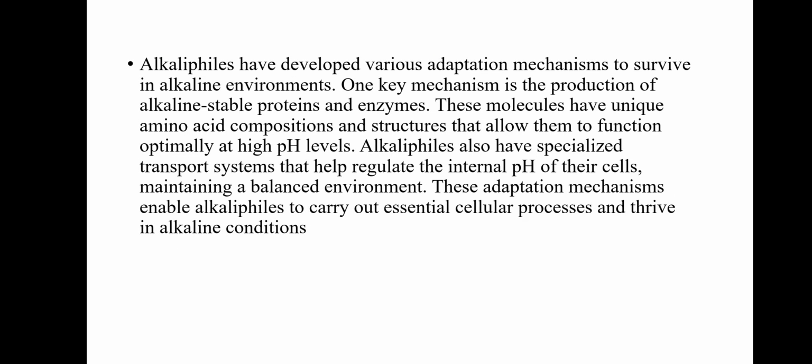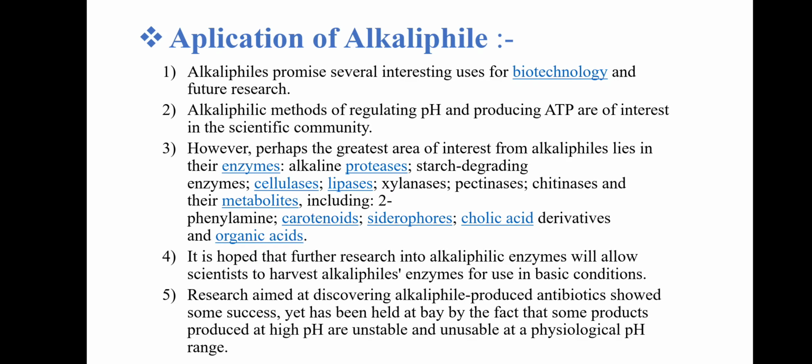Alkaliphiles have developed various adaptation mechanisms to survive in alkaline environments. One key mechanism is the production of alkaline stable proteins and enzymes. These molecules have unique amino acid compositions and structures that allow them to function optimally at high pH levels. Alkaliphiles also have a specialized transport system that helps regulate the internal pH of their cells, maintaining a balanced environment. These adaptation mechanisms enable alkaliphiles to carry out essential cellular processes and thrive in alkaline conditions.